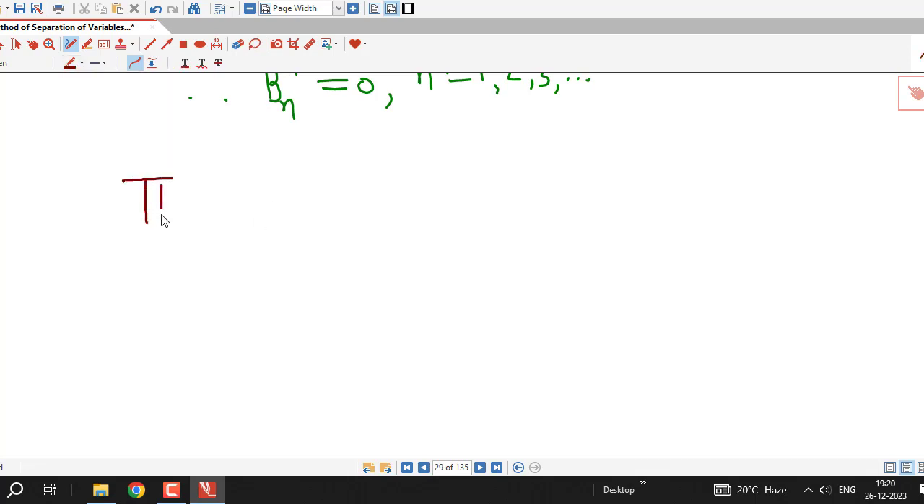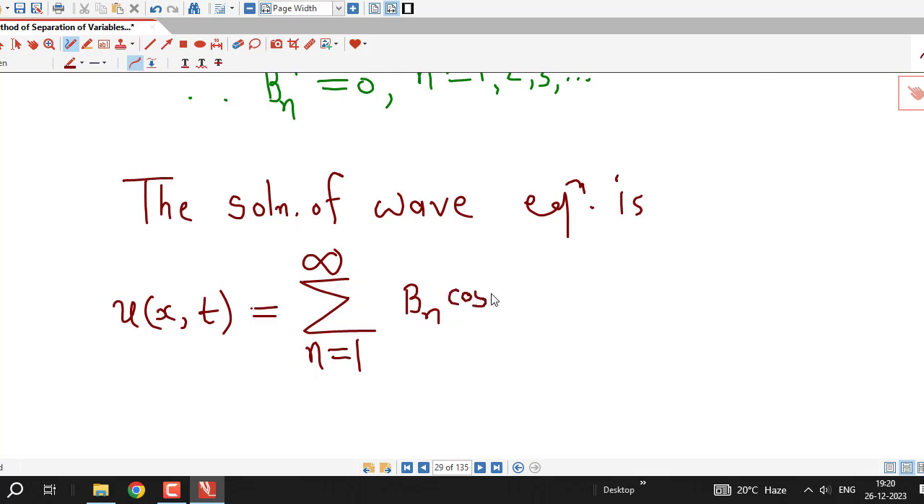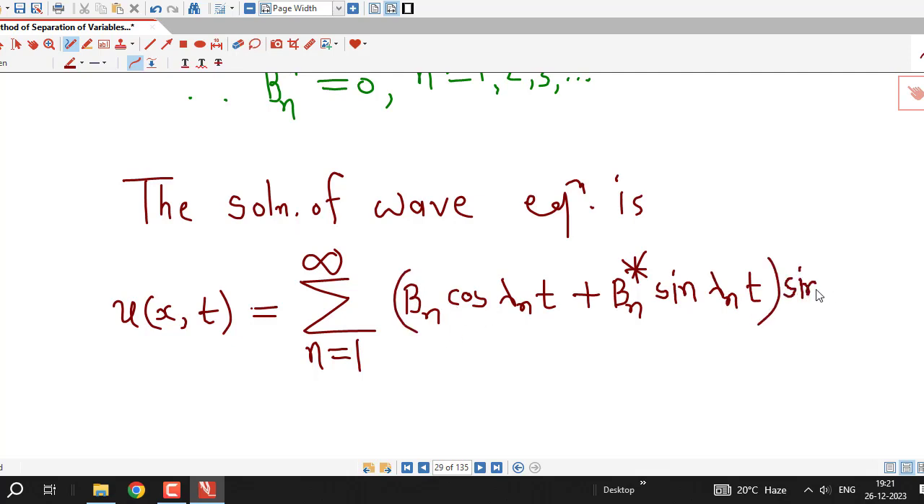So now the solution of the wave equation is given by u(x,t) equal to sigma n equal to 1 to infinity, Bn cos(lambda n t) plus Bn star sin(lambda n t), multiplied with sin(n pi x over L).